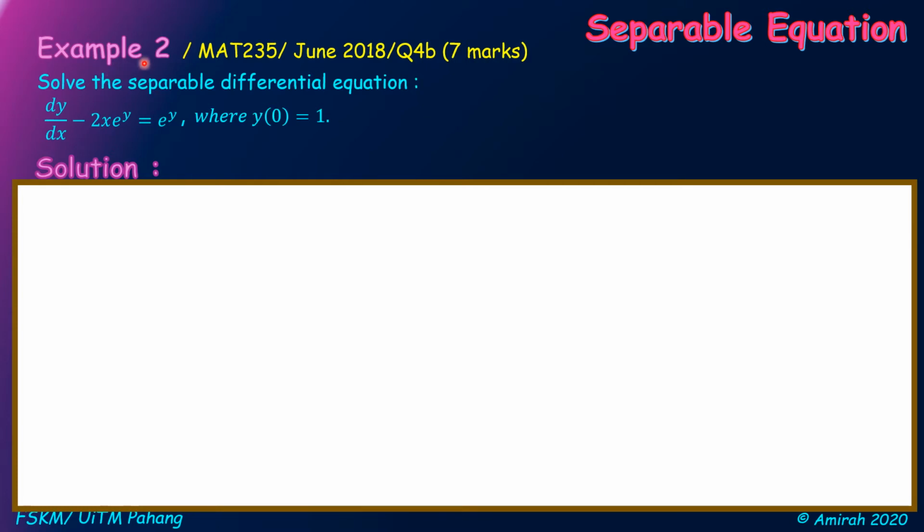Now, we look at example 2 from previous semester papers, June 2018, question 4B, 7 marks. Solve the separable differential equation dy over dx minus 2x e to the power of y equals e to the power of y, where y(0) equals 1. y(0) equals 1 here is the initial condition. And when the initial condition is given, we need to find the value of c after we integrate.